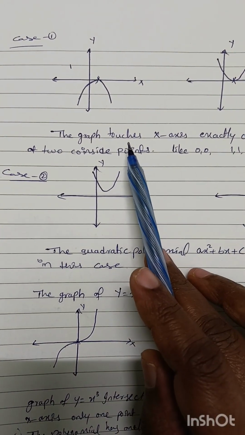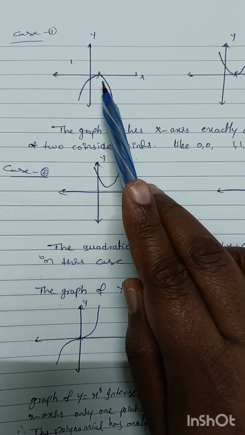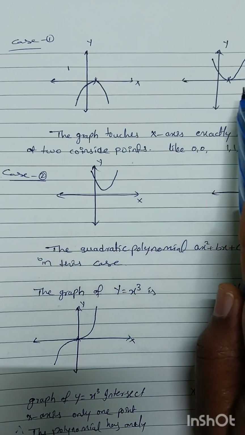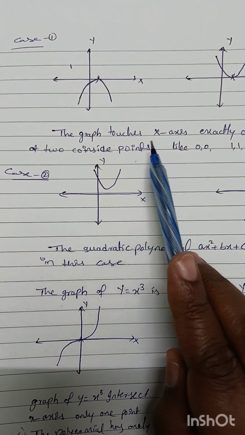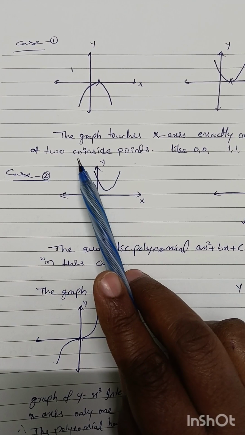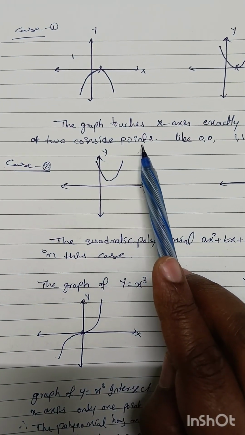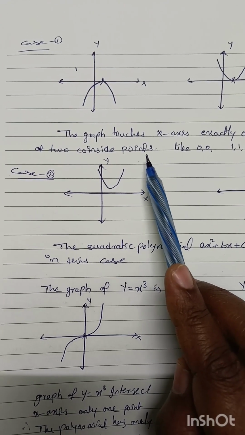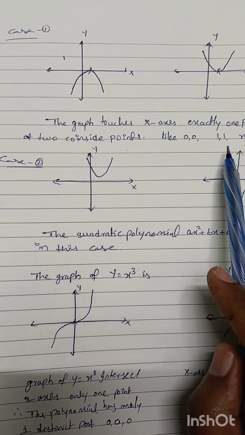Case 1. In this graph, the parabola intersects the x-axis at exactly 1 point. Here it is also 1 point. It means the graph touches the x-axis at exactly 1 point, so the 2 points coincide. It has 2 coincident points, like repeated zeros, meaning 0, 0 or 1, 1 like that.